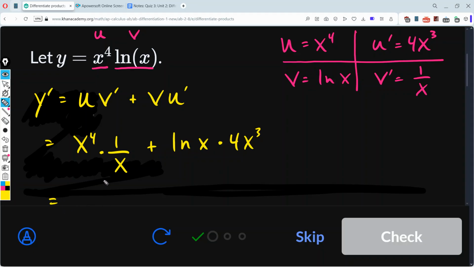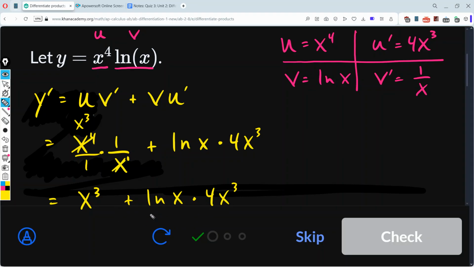All right, simplifying here. This is times, so this is basically over 1. We can cancel x to the fourth over x. Remember, this is x to the first, and when you divide a variable with an exponent by the same base, you subtract going down, so it's just 4 minus 1, so this becomes x to the third, and the x cancels. Okay, and these are all ones here, so it's just x to the third plus ln of x times 4x to the third.